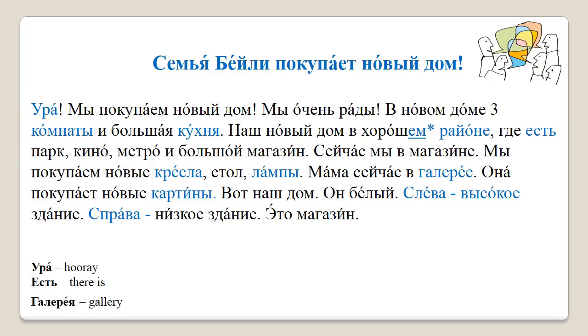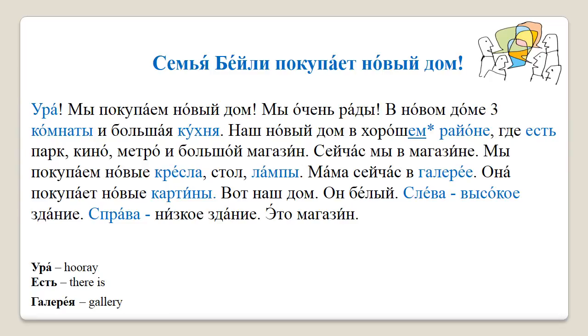Семья Bailey покупает новый дом. Bailey family is buying a new house. Ура! Hooray! Мы покупаем новый дом. We are buying a new house. Мы очень рады. We are very happy. В новом доме 3 комнаты и большая кухня. In the new house, there are 3 rooms and a big kitchen. Наш новый дом в хорошем районе, где есть парк, кино, метро и большой магазин. Our new house is in a good area where there is a park, cinema, tube station and a big shop.